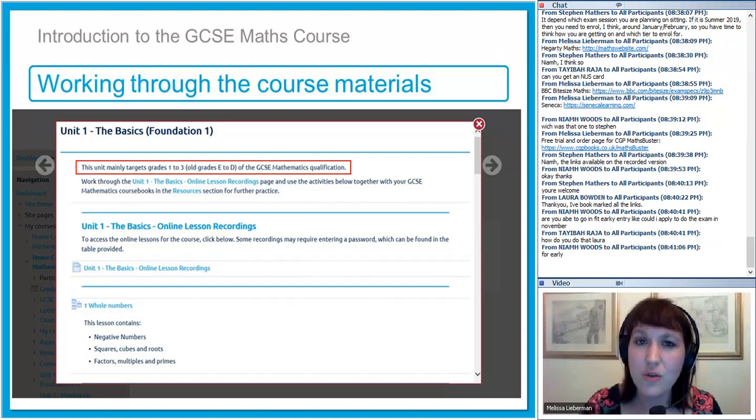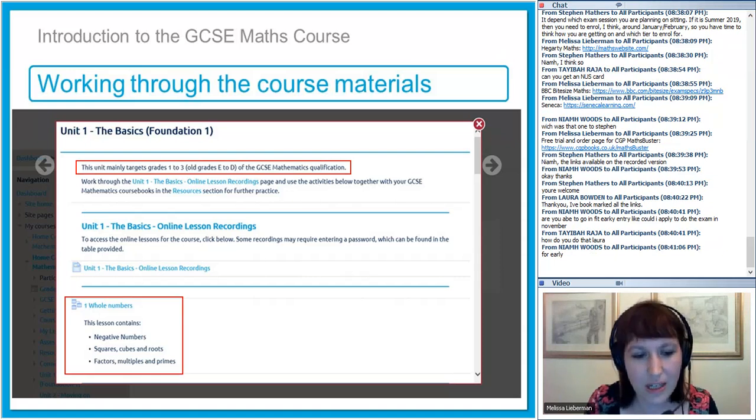Anything that's important is revisited in later units. So you'll notice, for example, you'll start with whole numbers. There's a little bit about calculations as well. So here we've got factors, multiples and primes at the start of Unit 1. Work through, there's about 16 sections in there.